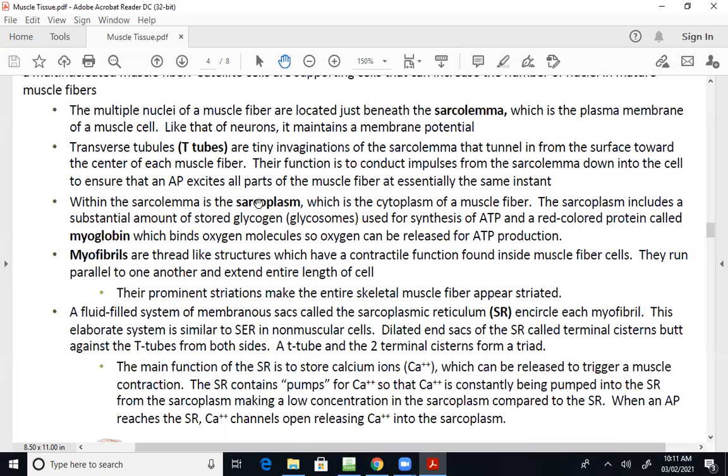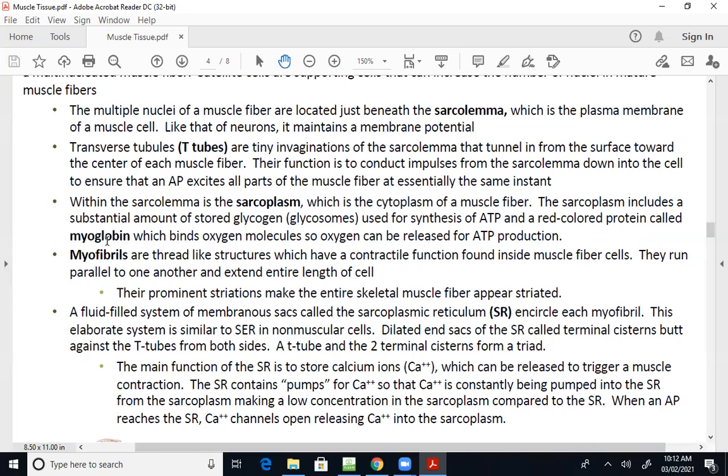Within the sarcolemma is what we call the sarcoplasm, which is just a fancy term for the cytoplasm of a muscle fiber, where the cytoplasm was the gel-like fluid plus the organelles that it suspends. In our muscle fibers, it contains a substantial amount of stored glycogen, which is the stored form of glucose, what we use to make most of our ATP, ATP being the energy that our muscle fibers need to contract. There's also a red-colored protein called myoglobin, which binds oxygen molecules so oxygen can be released for ATP production.